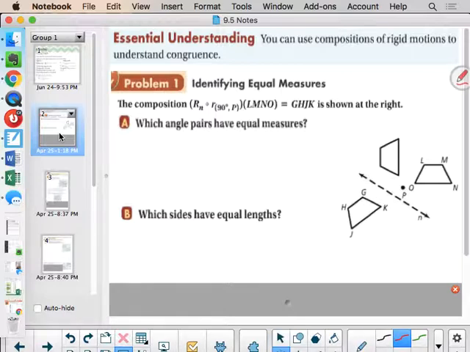So here what I have is a composition, okay? Remember what I talked about in the Ed Puzzle last night. We work our way from the right to the left. That is how we read a composition. We first perform the thing to the right, and then we perform the thing to the left, okay?